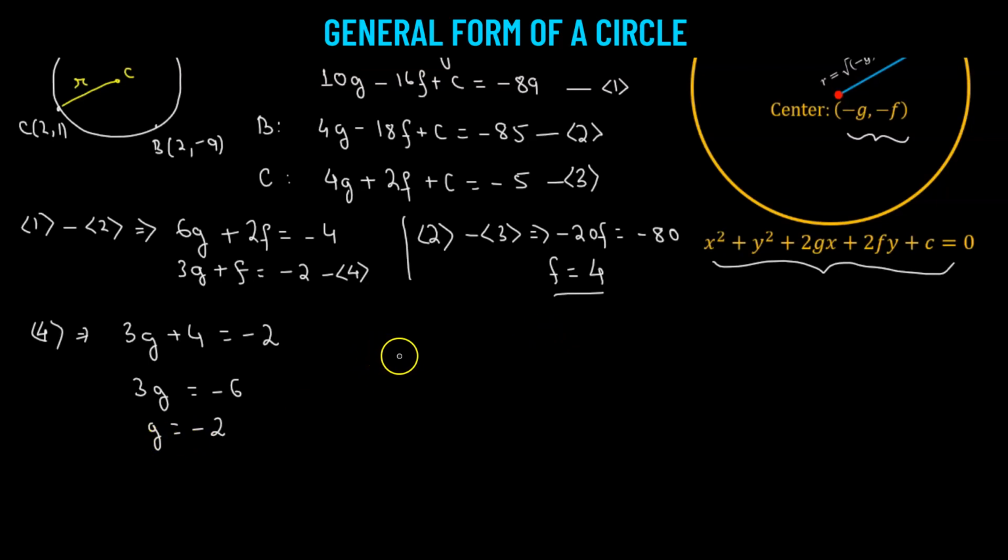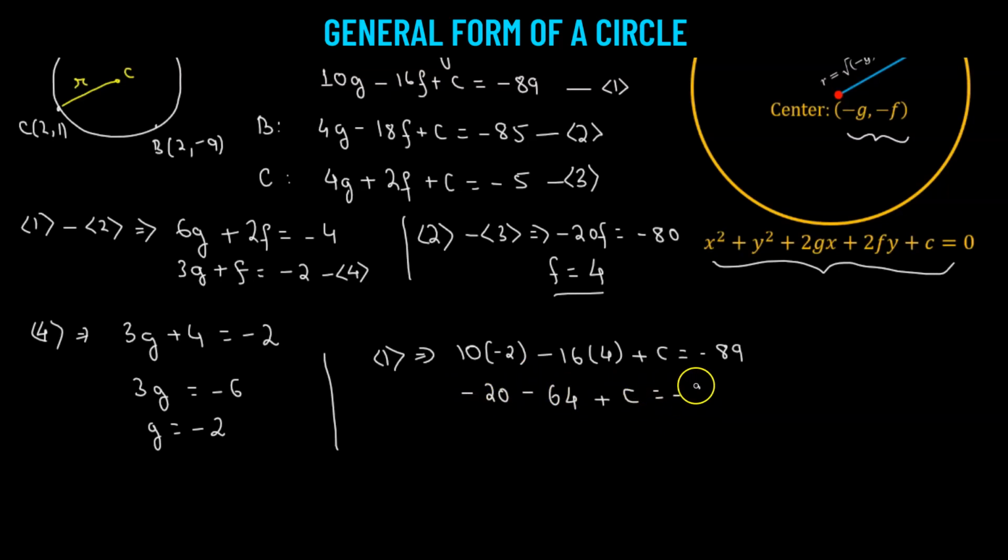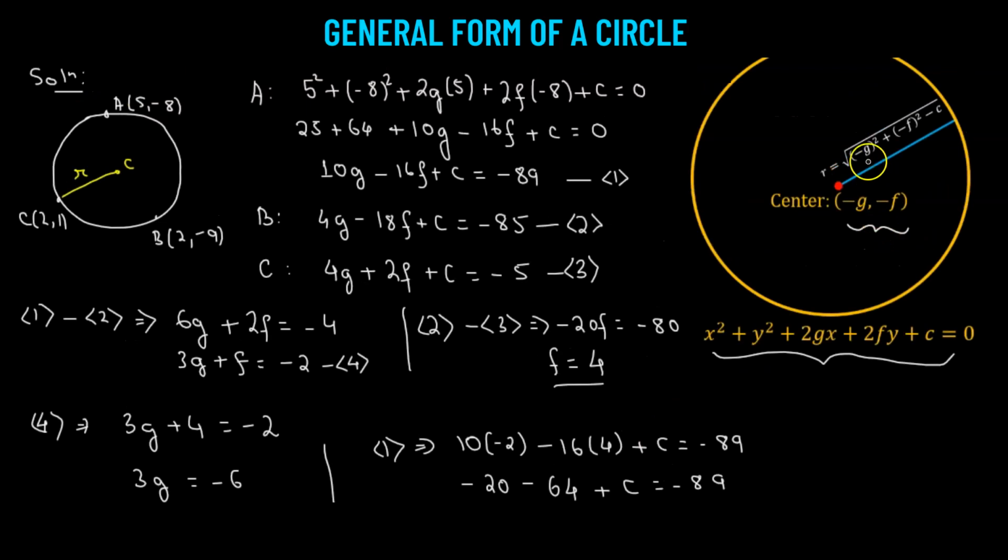Now we can find the value of c. We can use either equation 1, 2 or 3. So let's use equation number 1. Here we have 10 times g, where g is -2, minus 16f, where f was 4, plus c equals -89. So we have -20 minus 64 plus c equals -89. That gives us -84 plus c equals -89. So c is equal to 84 minus 89, which is -5. So we have the values of g, f as well as c. Now we can define the center as well as the radius.